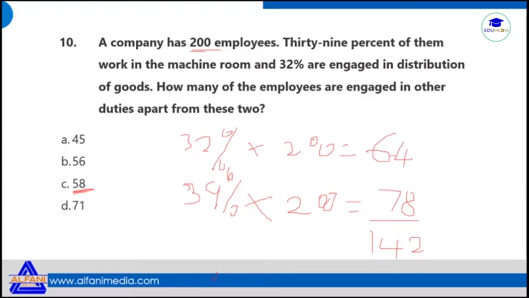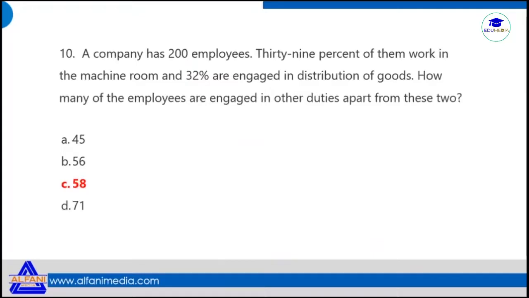So this 142 will be subtracted from the 200. So we have 200 employees minus 142 employees. That will give us the same answer as this, 58. So when you take your time and do it, that will give us 58. All right, so the answer is 58.